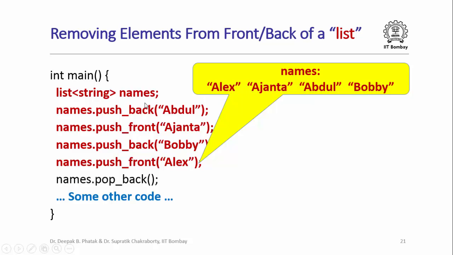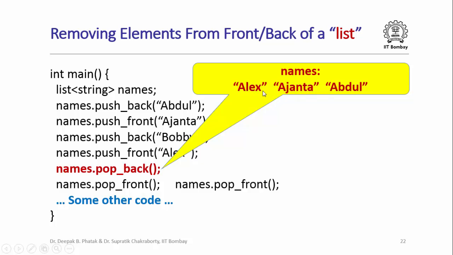Now we've just seen that these instructions basically create this list. What happens if I say pop_back? So recall that this is the front of the list and this is the back of the list. So when I say names.pop_back, it is simply going to remove the element at the back of the list and I'll be left with the list Alex, Ajanta, Abdul. This is the new back of the list and this is the front of the list.